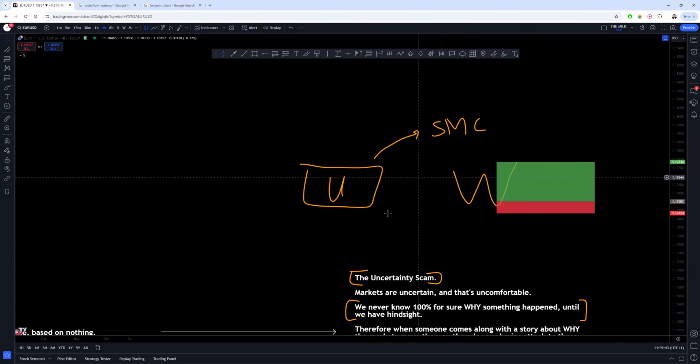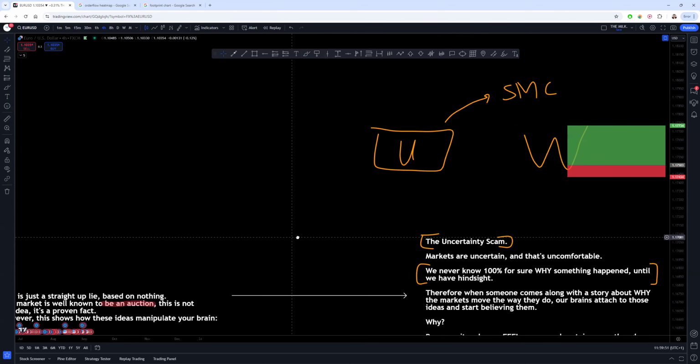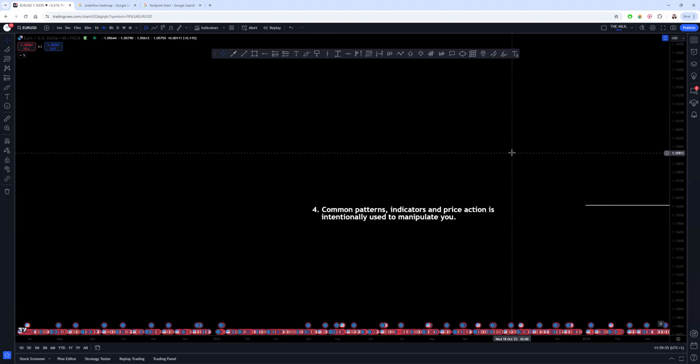And by the way, it's not just smart money. Most systems out there will try and convince you that their system is the quote unquote best. And most of the time, that is really, really dumb. So anyway, instead of just continuing to shit on everyone, let's go into the next point. Next one: common patterns, indicators, and price action are intentionally used to manipulate you.